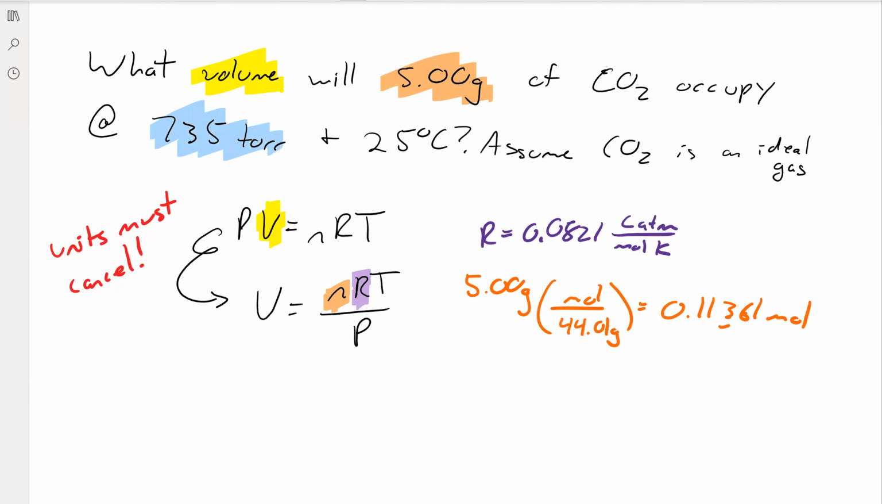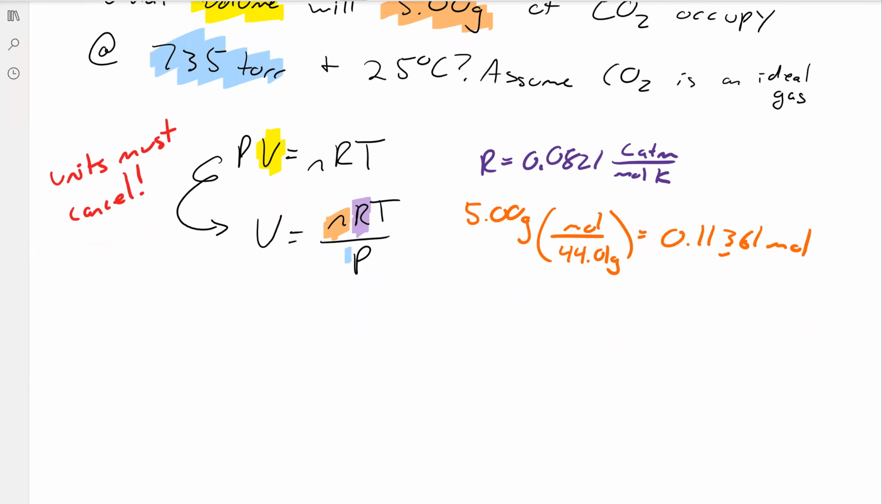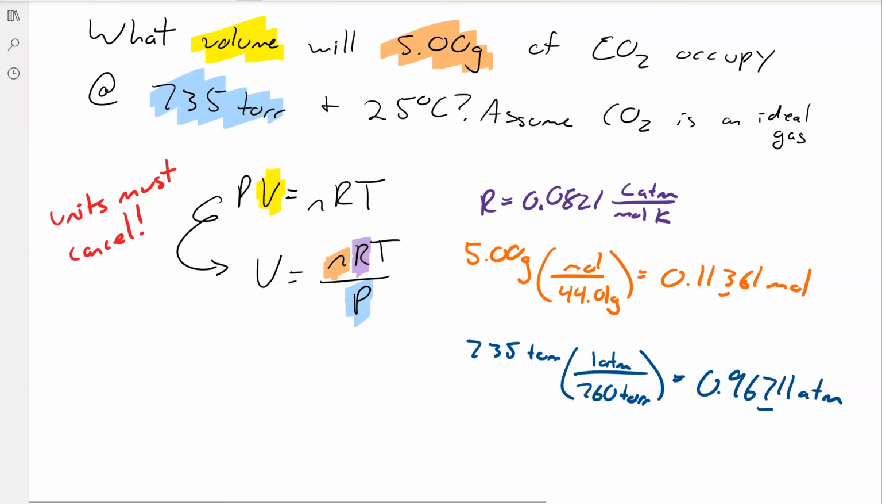Next up, we've got 735 torr. We have to convert that into atmospheres. That way the units will cancel. And we know that for every 760 torr, we have 1 atmosphere. So that gives 0.96711 atmospheres, where 7 is the uncertain digit.